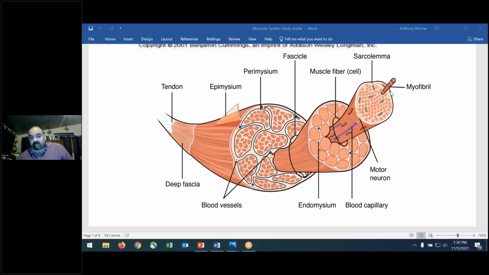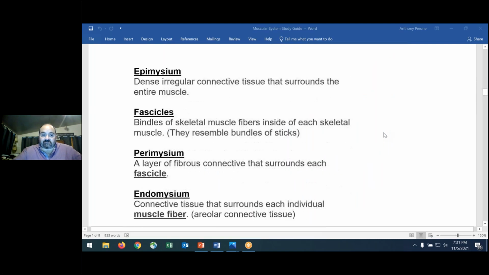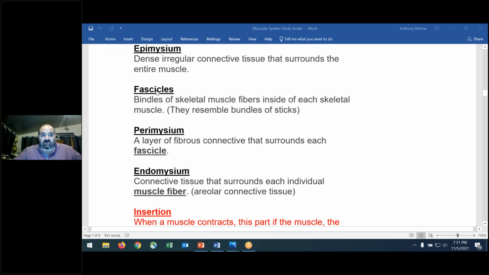All right, so now I've given you the terms that I've written out for you. Epimysium is covering the muscle. Muscle is made up of fascicles. Fascicles are covered by the perimysium. Then the fascicles are comprised of muscle fibers. The muscle fibers are covered in endomysium. And the plasma membrane of a muscle fiber is the sarcolemma.